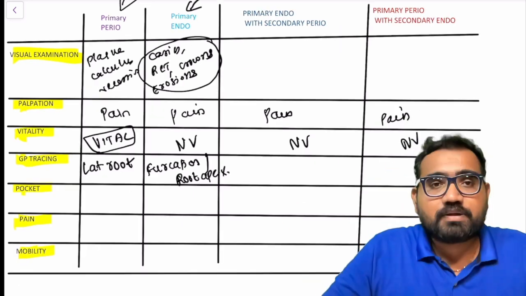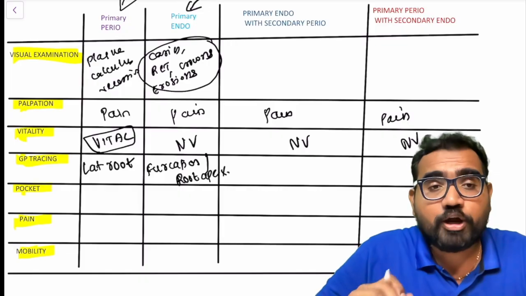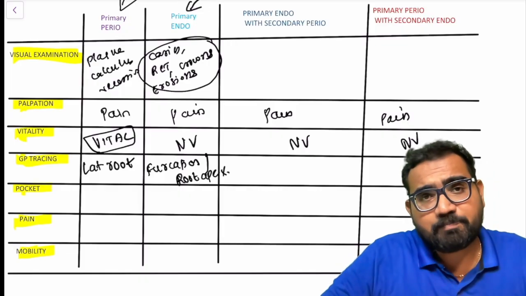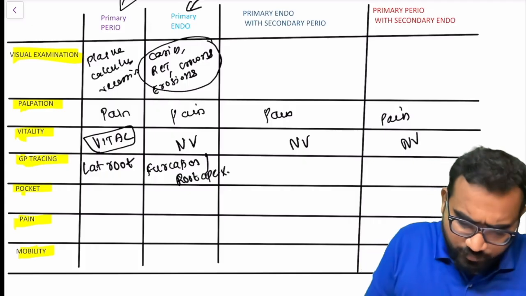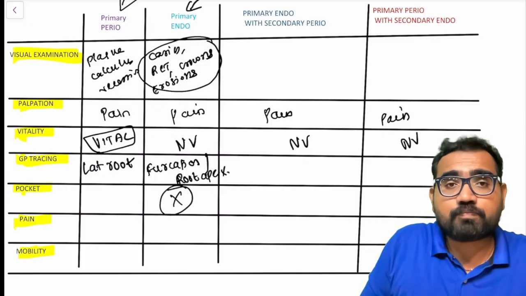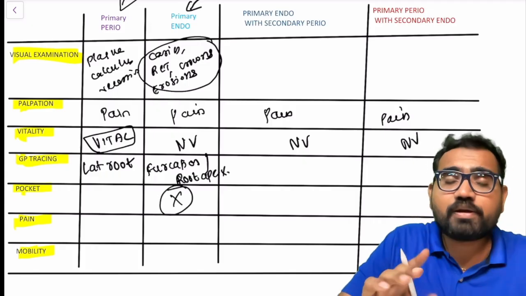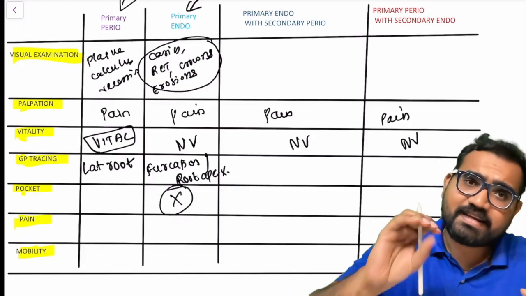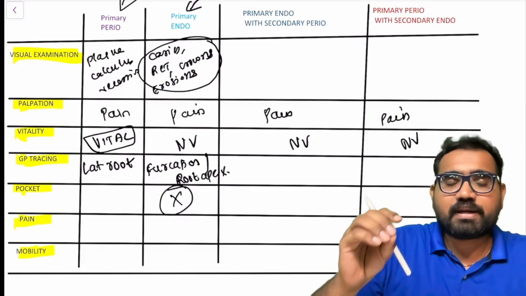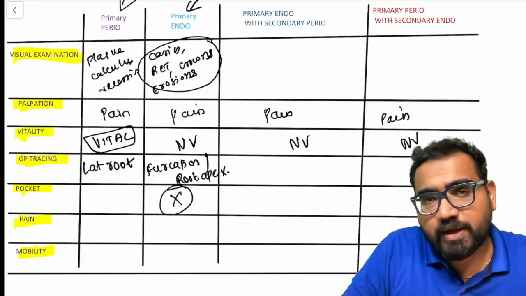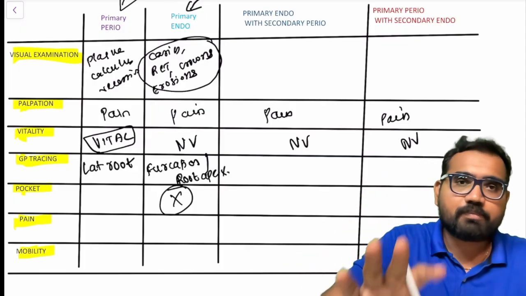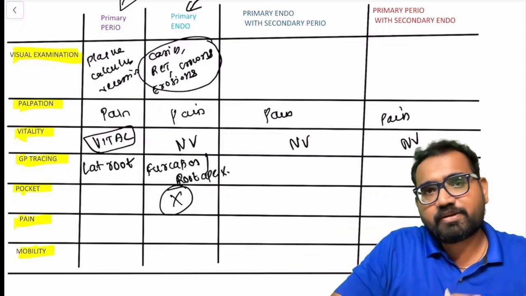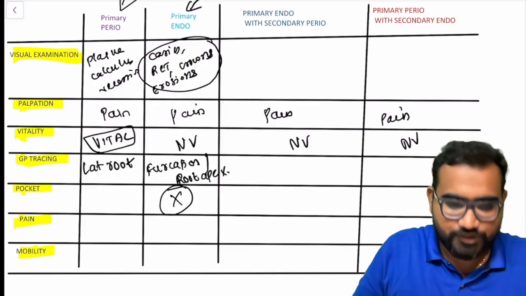The next important parameter is pocket. Except in primary endo, in all the other situations you will have a pocket. That is, if the patient has only an endodontic lesion, or only caries involving the pulp, irreversible pulpitis with no interdental bone loss, that will go for primary endo. Apart from that situation, in all the situations you will have pocket formation.